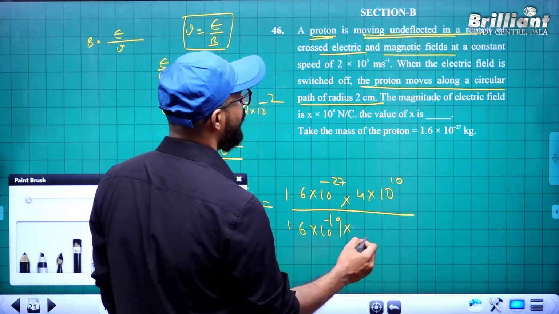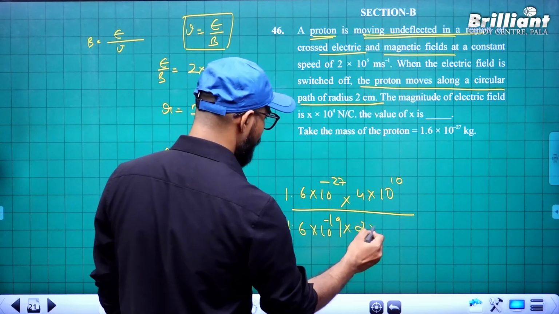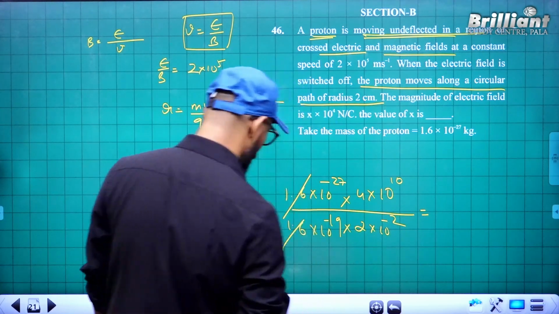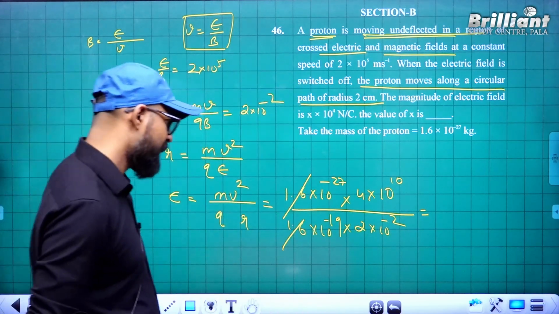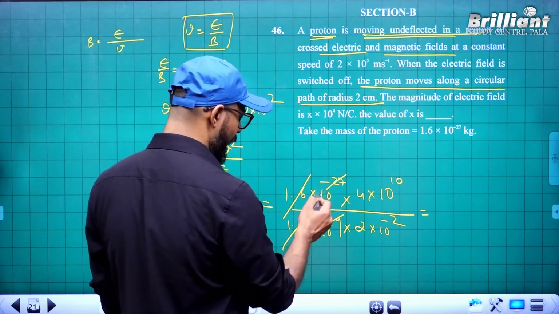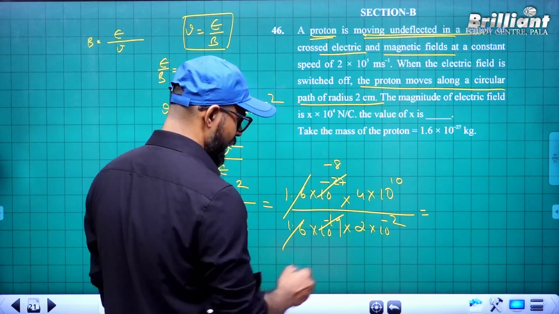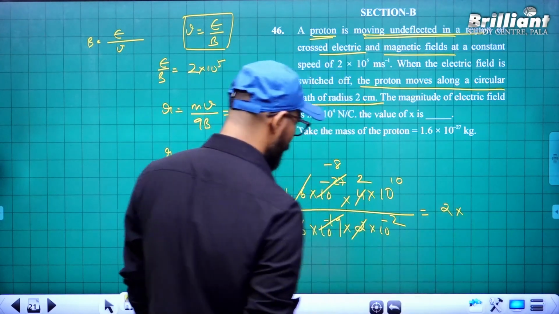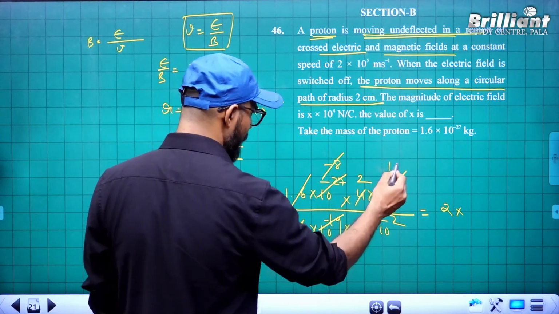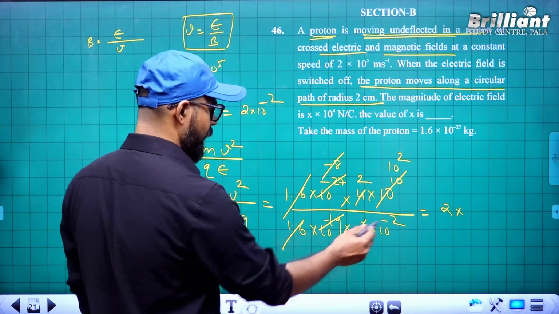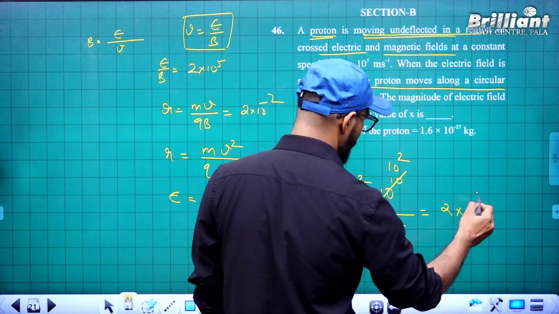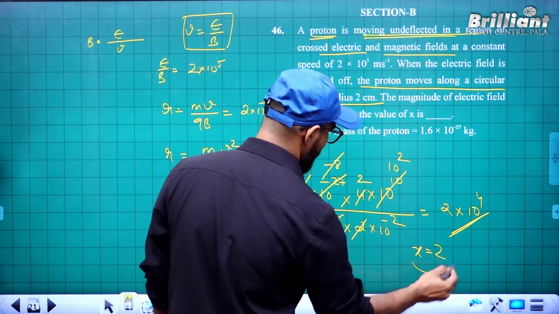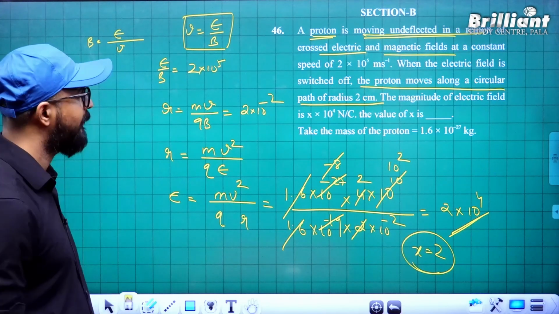What is the radius here? It is 2 centimeter, 2 into 10 to the power minus 2. 1.6, 1.6, so those headaches are gone. This will give us minus 19 and minus 27 will give us minus 8. This will give me 2. So the final expression will be 2 into 10 to the power 10, minus 8, minus 2 goes upstairs, 10 to the power 4. So 2 into 10 to the power 4. So the answer, x is equal to 2. That's it. Clear? Moving on.